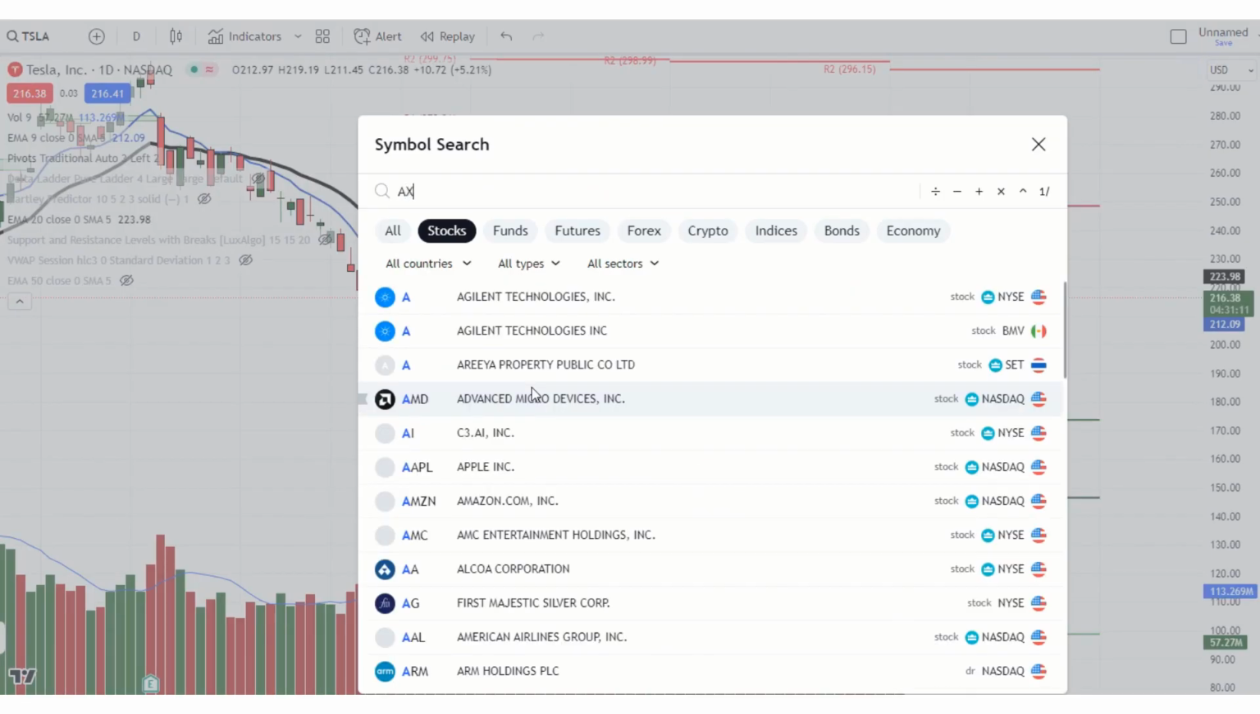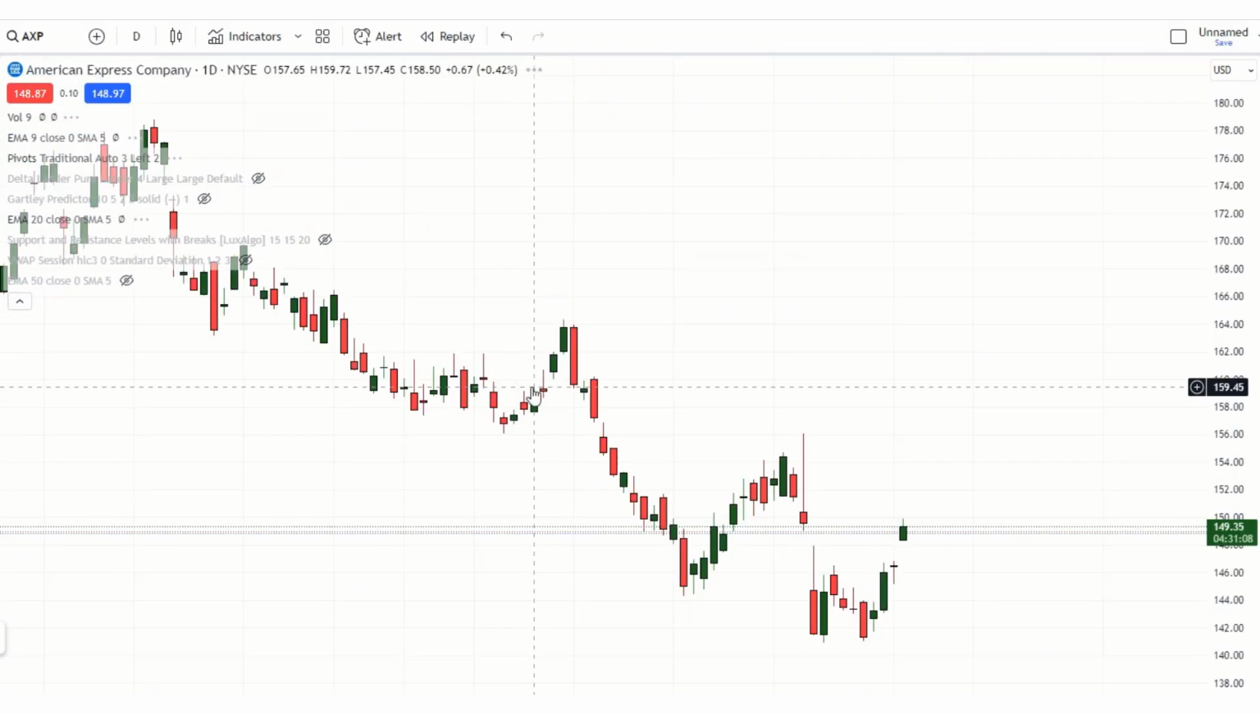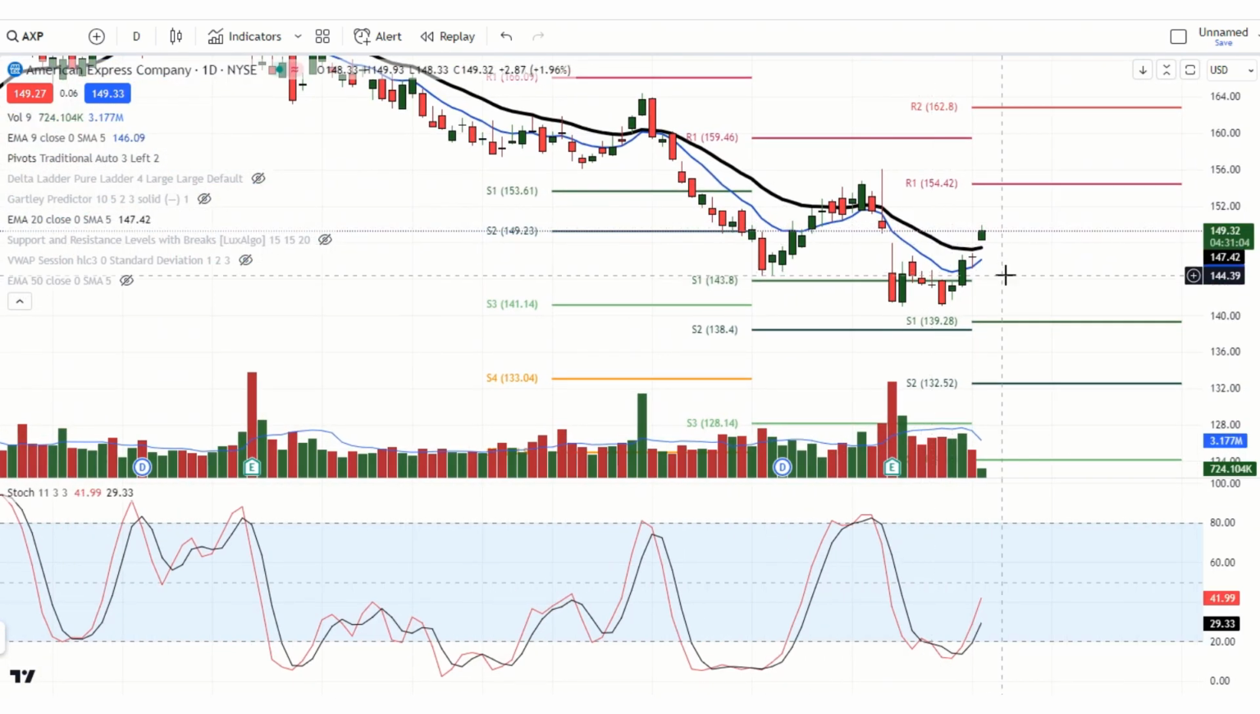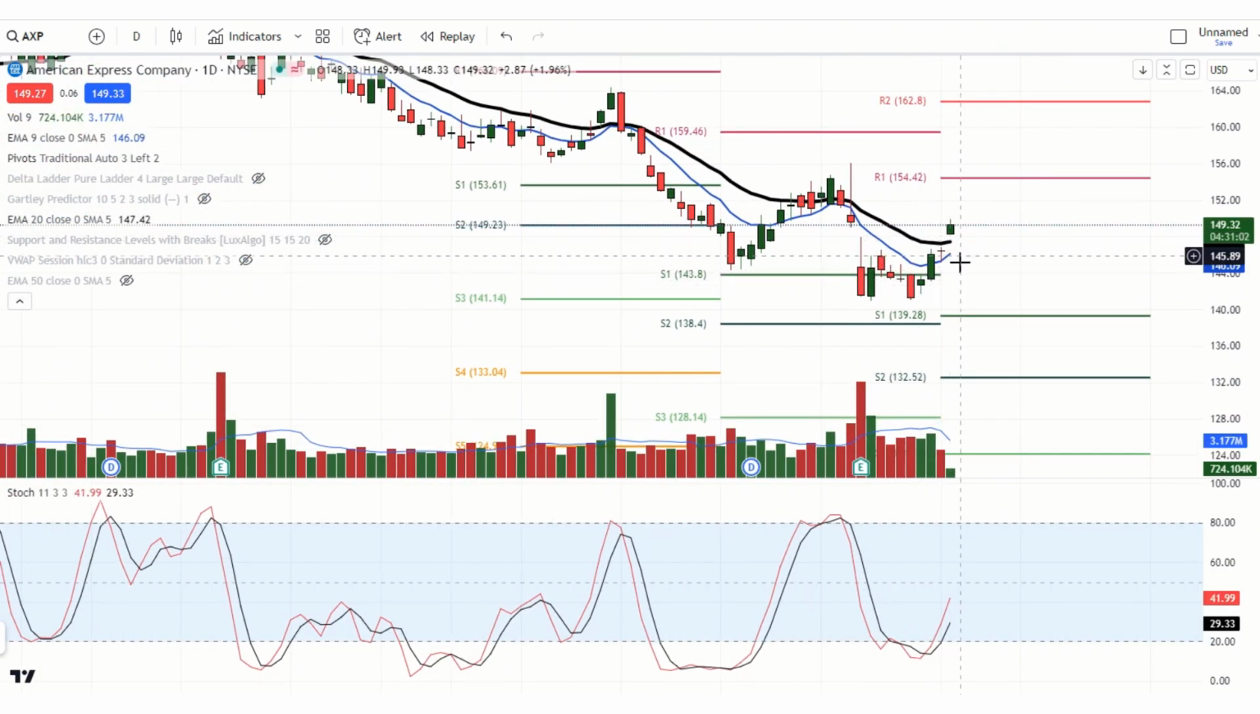Okay, American Express, let's go over a few new stocks here. Okay, American Express, we pop over the resistance area, and okay, we're heading up a little bit right now. Okay, so we had what? The retest W. Come back.